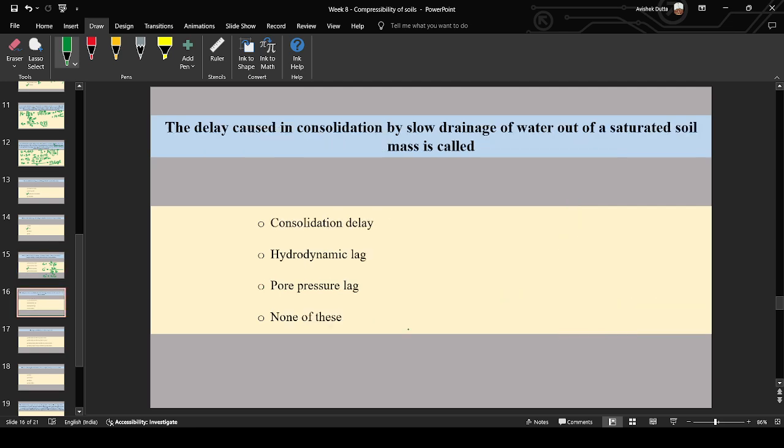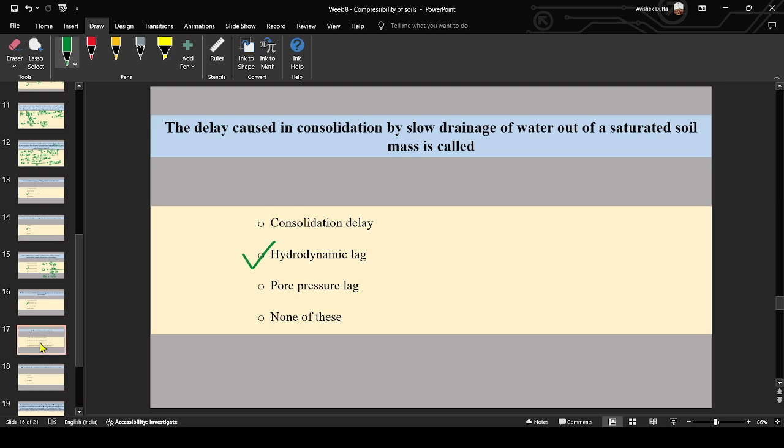The delay caused in consolidation by slow drainage of water out of a saturated soil is called hydrodynamic lag. Because of the gradual application of the load and the draining out of water, it is a very gradual process, and this delay caused in consolidation is called hydrodynamic lag.